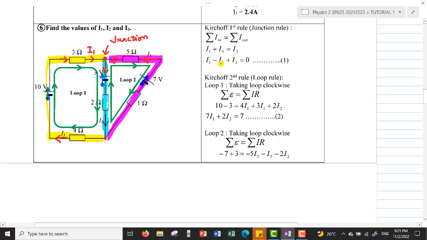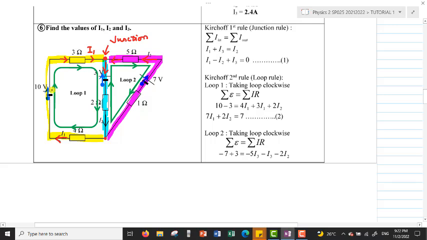So I rearrange the equation: I1 minus I2 plus I3 equal to 0. That will be our first equation. Then in order to find the 3 unknowns, we have to get another 2 equations. So we are going to apply Kirchhoff's second rule. We apply Kirchhoff's second rule to loop 1, the loop on the left hand side first. We travel around the loop clockwise.